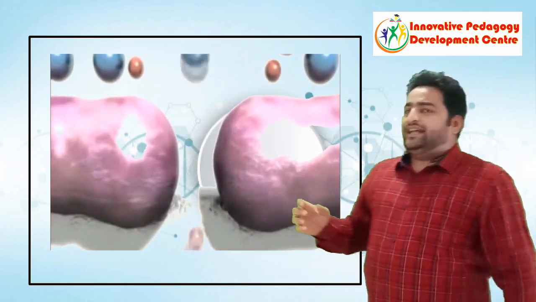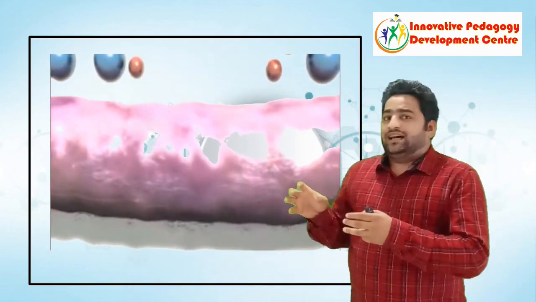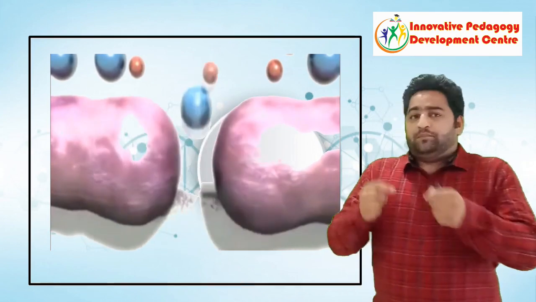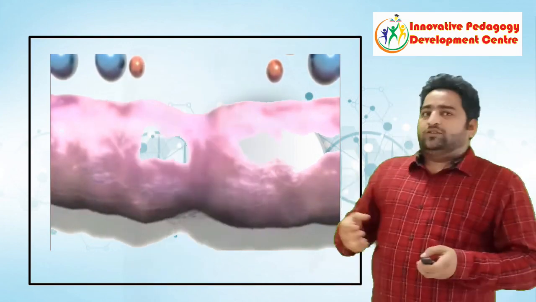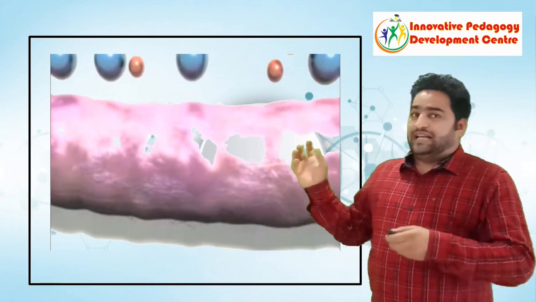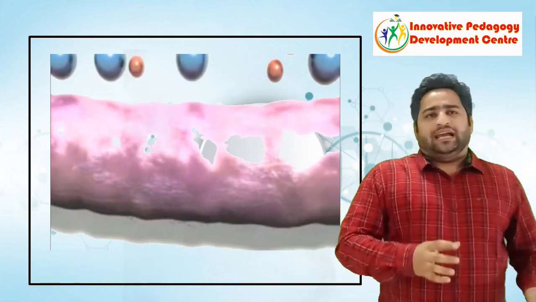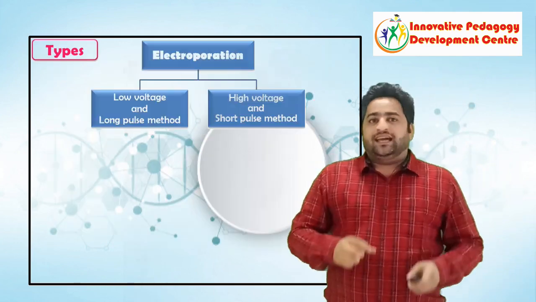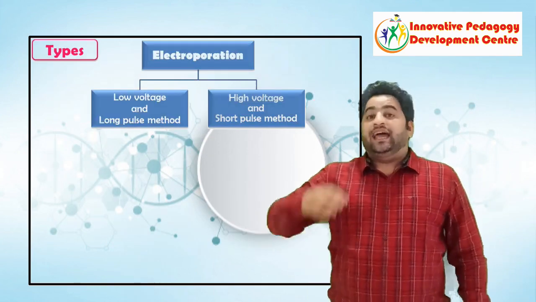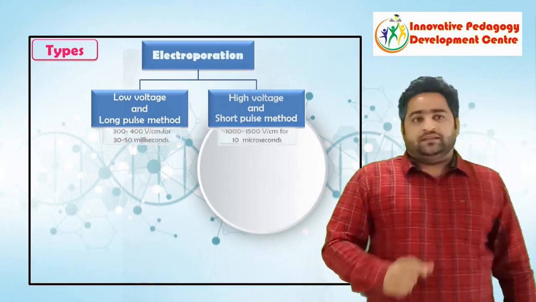So in this visual, we can see these micropores are formed due to the electrical impulses, and the DNA is getting incorporated inside the cell. This is the plasma membrane which is forming the pores. Types: there are two types of electroporation. One is low voltage and long pulse, while the other is high voltage short pulse.